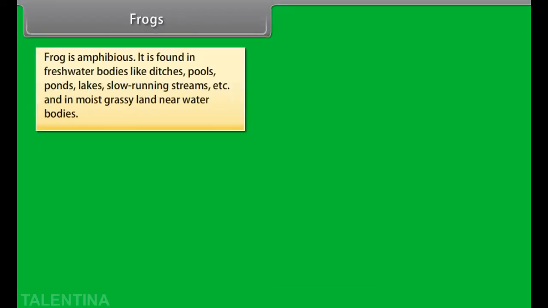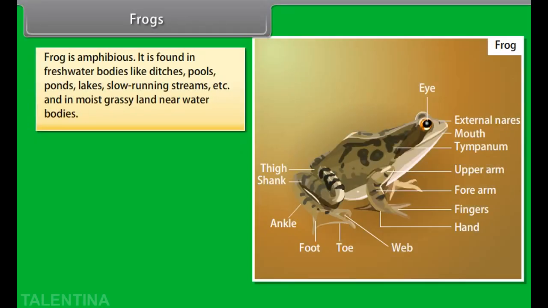Frogs. Frog is amphibious. It is found in freshwater bodies like ditches, pools, ponds, lakes, slow-running streams, etc., and in moist grassy land near water bodies.